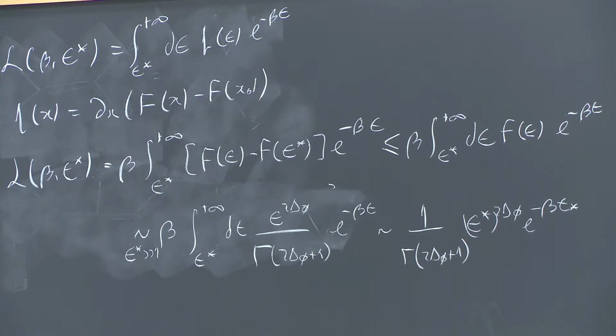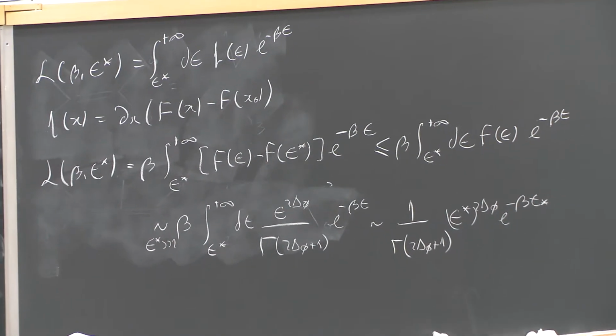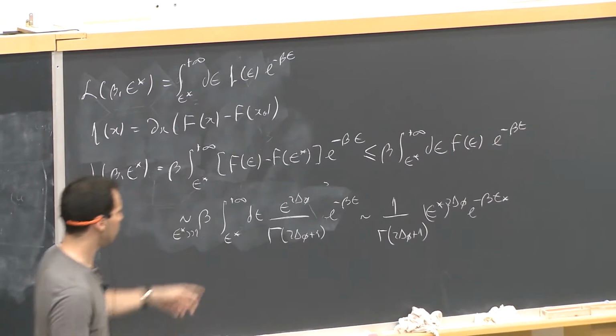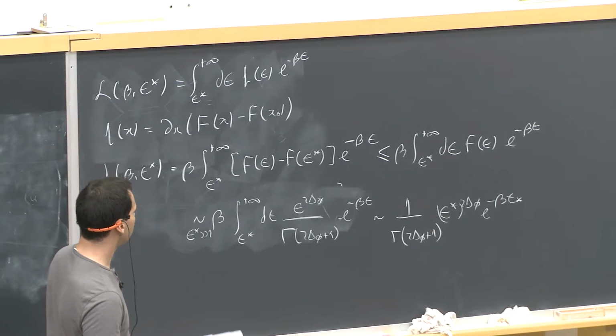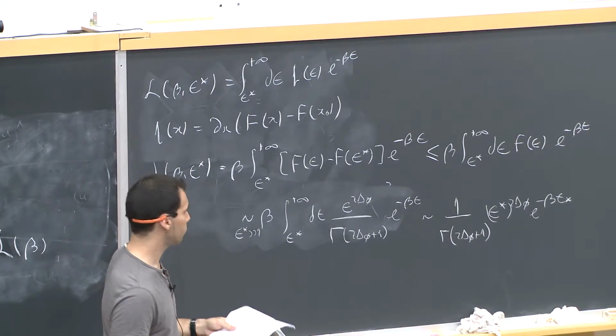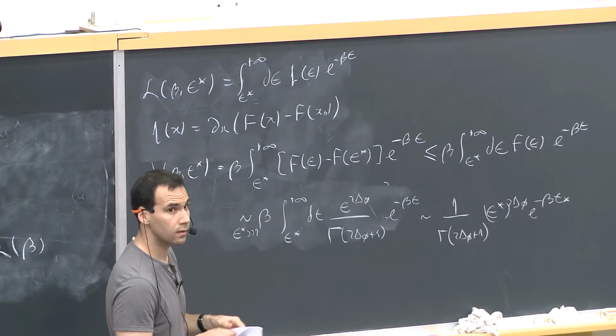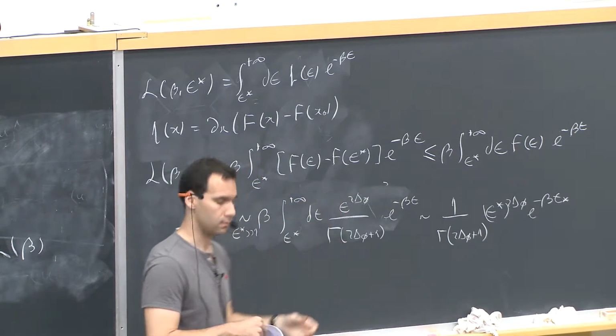Did you integrate by parts? Yeah, that's where you get this beta. You integrate by parts, you get a derivative acting on that, and that gives you the beta.